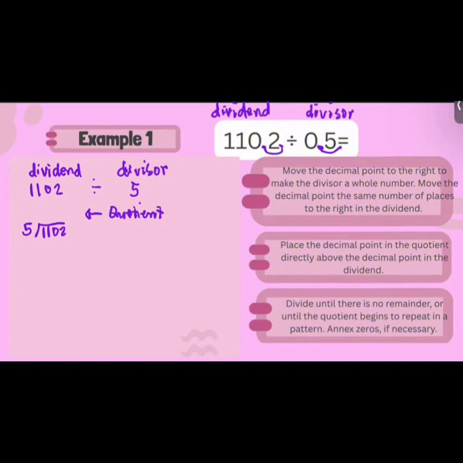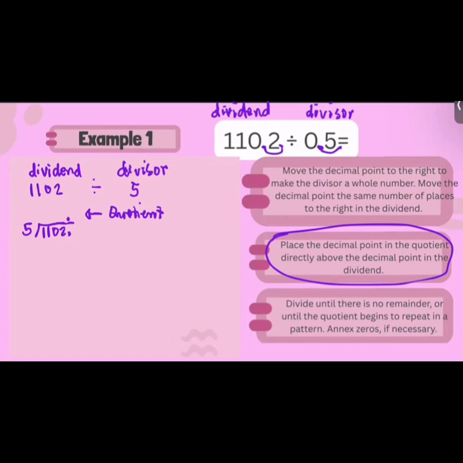Now, let's proceed to step number 2. Place the decimal point in the quotient directly above the decimal point in the dividend. Since our dividend is a whole number, the decimal point is automatically at the end. So we place it directly above the decimal point in the dividend. Okay, so it is aligned.